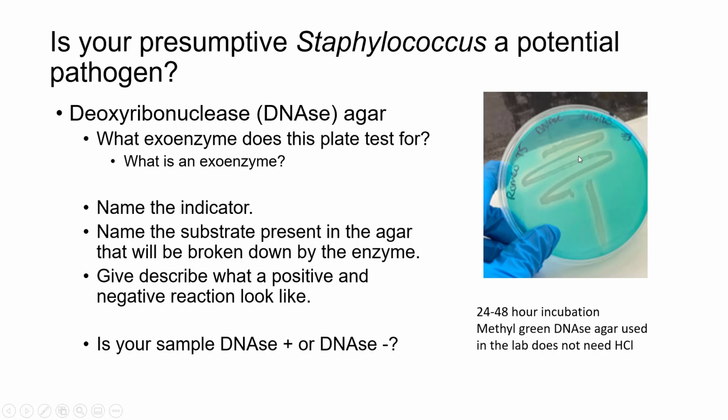If you see the blue color is uniform all over the plate, even where the growth is, that would be a negative. But a clearing means that these cells have secreted something, in this case, DNase.